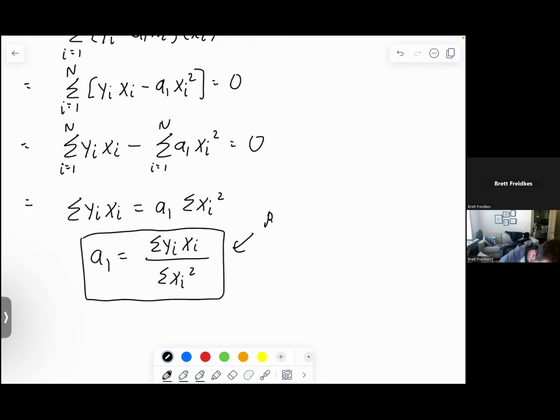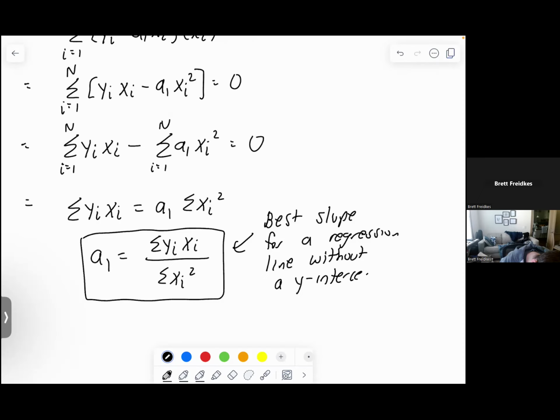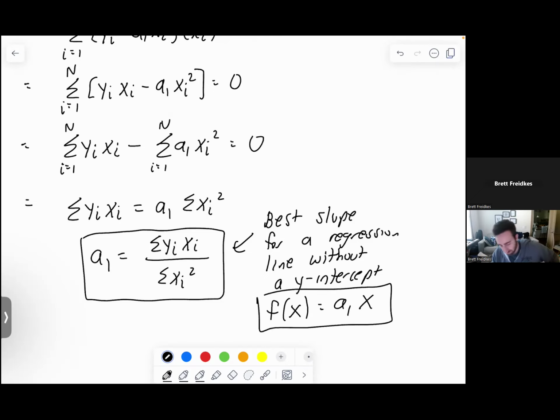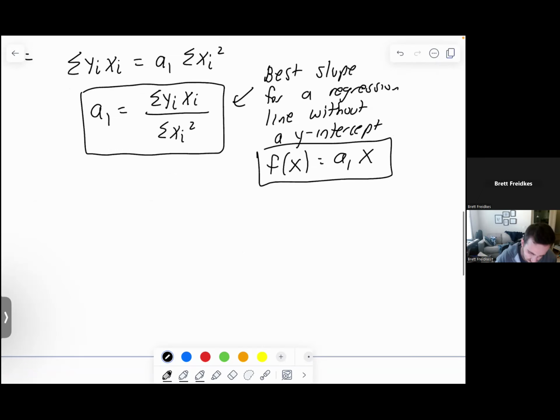And this is our best slope for the regression line without a y-intercept. So basically f of x is a1 times x. And we'll do one example of this. I'm just going to make up some numbers and see what this fit ends up looking like. We'll just do an example.